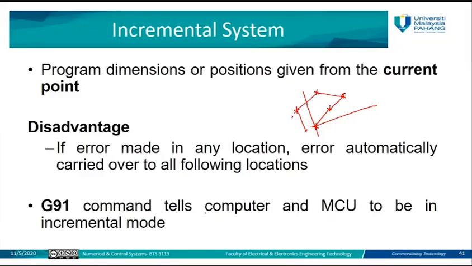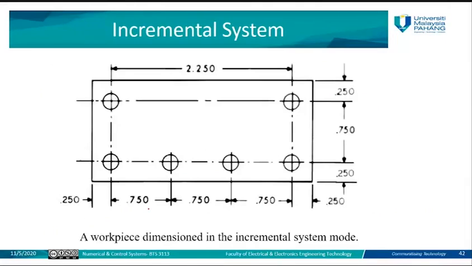So we said the G90 command here tells the computer, the MCU or machine control unit, to be in incremental mode. Okay, later on we will see how we can use this type of coding. So this is an example to show you how we can calculate the coordinates.